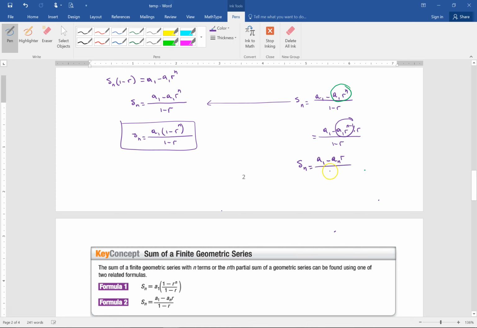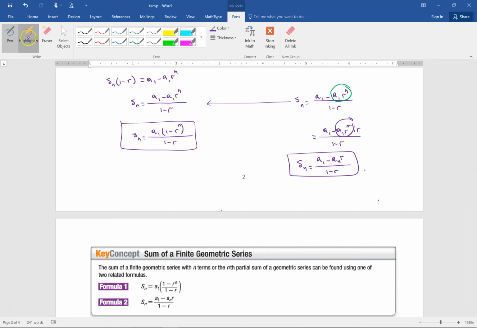An times r over 1 minus r. And that is the other formula of this. Okay? So you have two of them. In the second case, an is given to you. In the first case, an is not given to you. Okay? That's pretty cool.